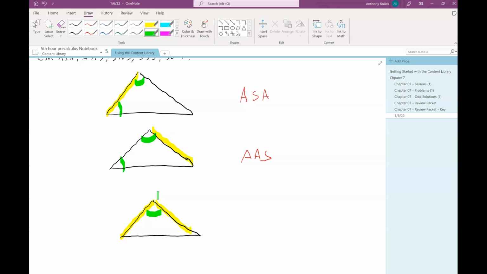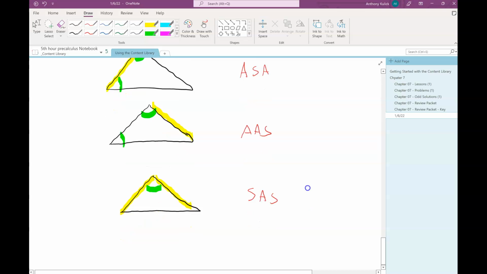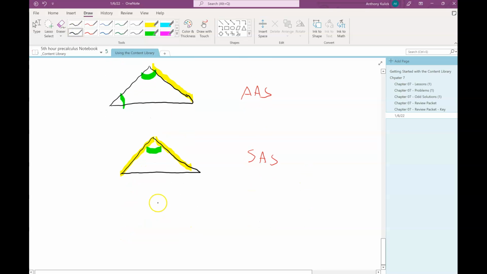How about this one? Is this SAS or SSA? Clearly there are two sides and an angle, so it's got to be one or the other, right? It is side, angle, side. You notice that the two sides that are given are both part of the angle that's given. That's the side, angle, side situation.